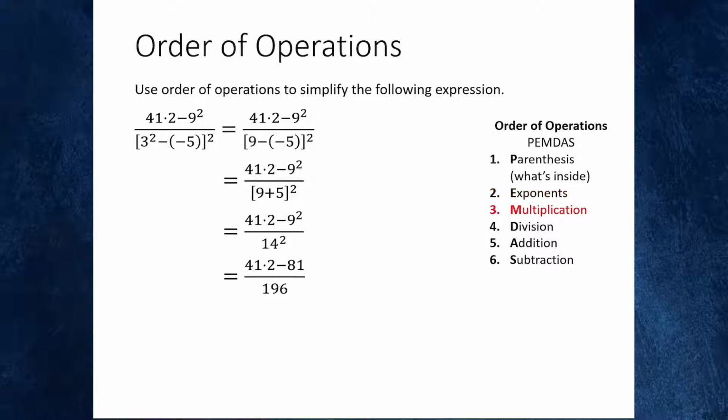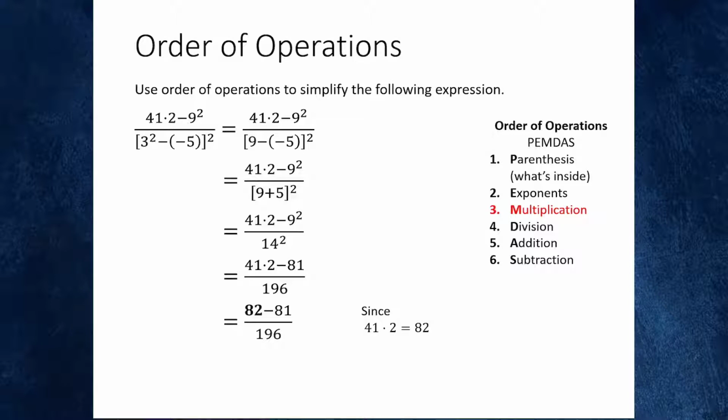But the next step is to do multiplication. Multiplication means I'm going to multiply 41 times 2, and that's 82. So on top we have 82 minus 81, all on top, and then on the bottom is 196.